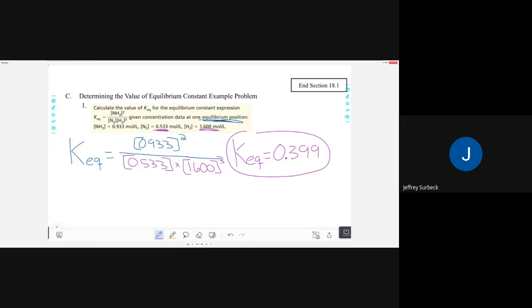Do we have to put units after the 0.399? No, that's a really good question. K is unitless. Unlike last chapter where you had all these different types of units, K here is unitless. You write it like that. So reactants dominate because it's between 0 and 1. If it's more than 1, products dominate. Okay, any questions?